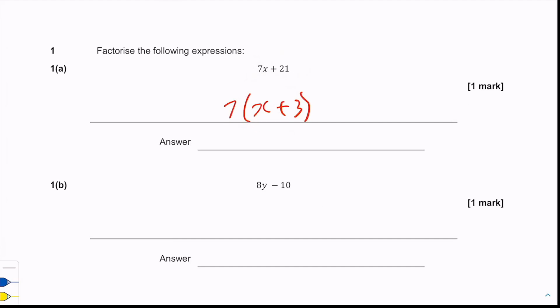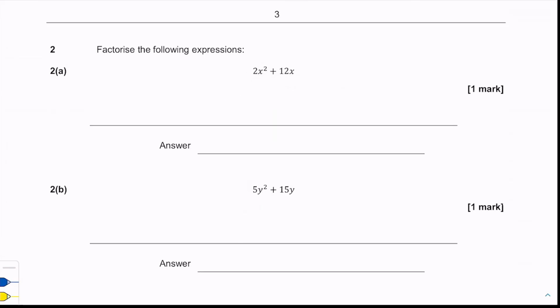Okay, let's move on to the second one, 1b. So for this one, what's the highest common factor? Well, it's going to be 2 for this one. And then 2 multiplied by 4y gets us 8y, and 2 multiplied by negative 5 gets us negative 10. Nice and easy.